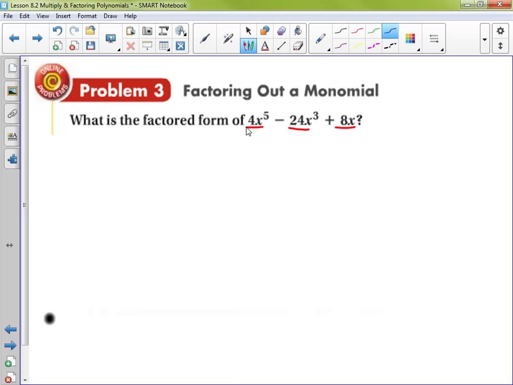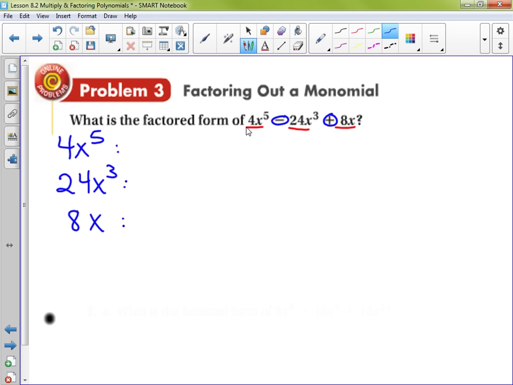4x to the fifth, 24x to the third, and then 8x. So I'm just going to write them out like I did before. 4x to the fifth, 24x to the third, and 8x. Now, notice I didn't bother with the sign. There's two different ways you can do it. You can include the sign or not include it. I'm just going to include just the numbers.